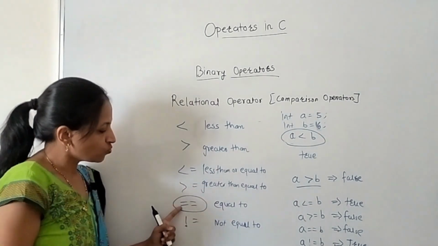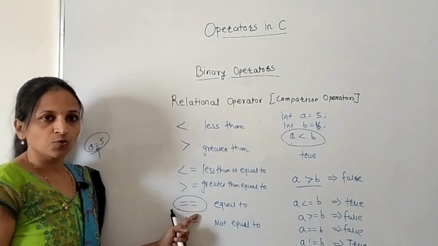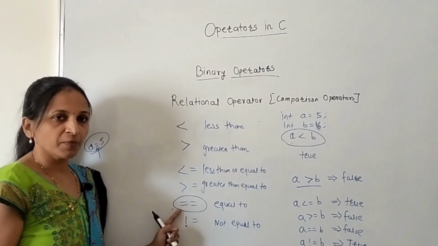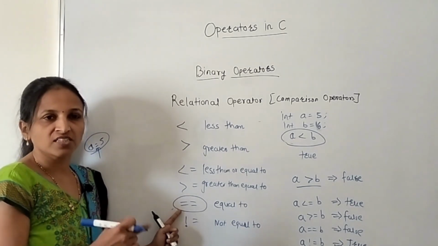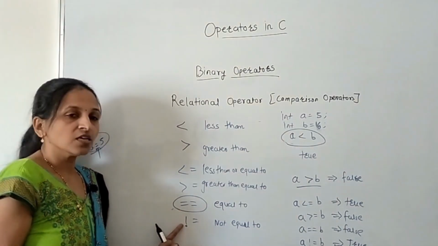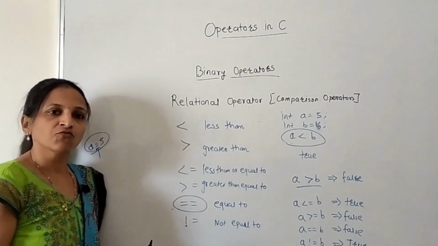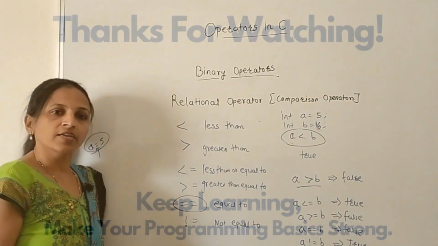For equality, we have to use the equal sign two times to check equality between two operands. Always remember, if both are equal it will return true, otherwise false. And for not equal, if both are unequal it will return true, otherwise false. These are all the relational operators.